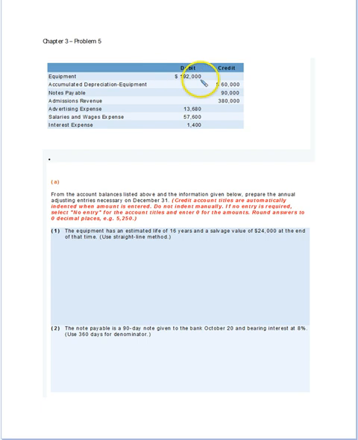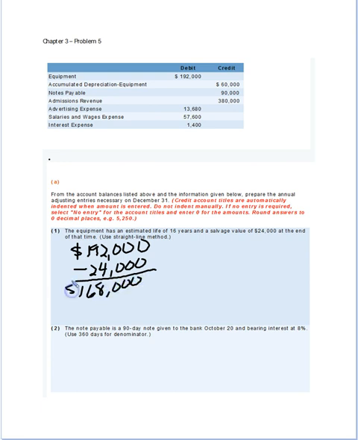The equipment, we can see cost up here. It cost $192,000. At the end of its 16-year life, the company anticipates they can salvage it or sell it for $24,000. So that means they anticipate consuming $168,000 of the cost of the equipment. So that's the amount we want to depreciate over the 16 years.